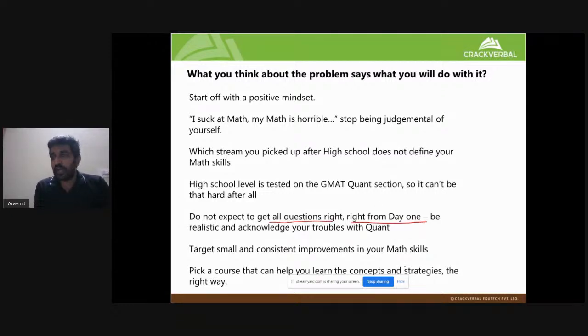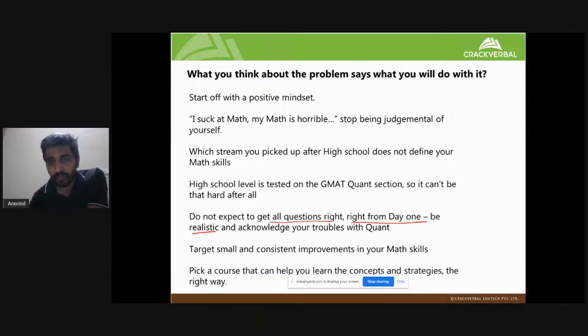Don't expect yourself to get 100% accuracy rate starting from day one, right? That's probably not going to happen, especially if you're somebody who has not done math for a long period of time. So be realistic and acknowledge your troubles with quant. When you acknowledge that you're facing troubles with quant, you have killed the first level of negativity there, right? You're saying, hey, I have this problem. When you say I have this problem, you start thinking, okay, how do I tackle this problem, right? Target small and consistent improvements.